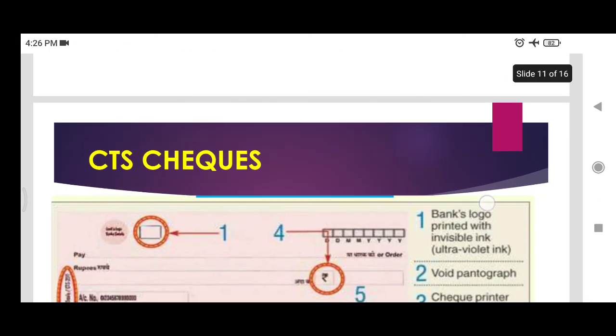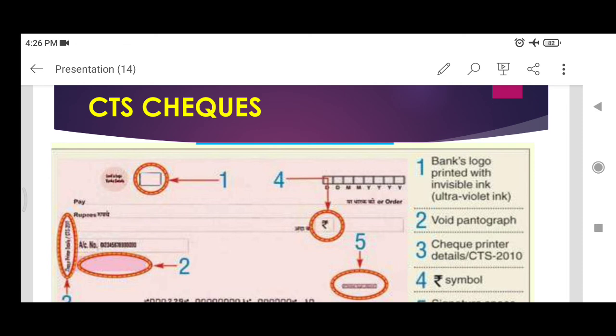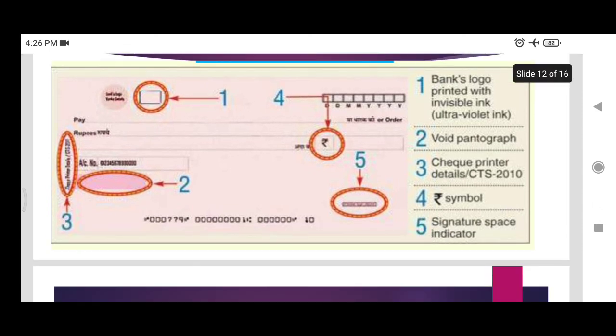Here I have given a pictorial representation of how the check truncation system will appear. In the first one, the bank logo is printed with invisible ink. By using some scanning machines, they will authenticate which check was the original one.